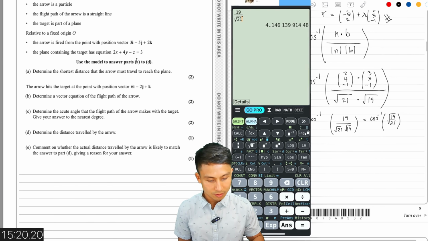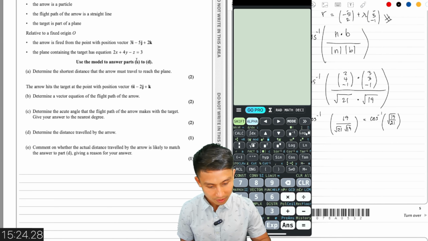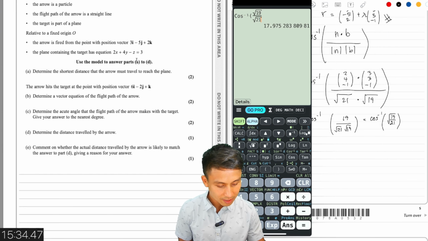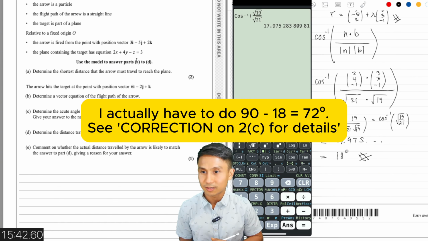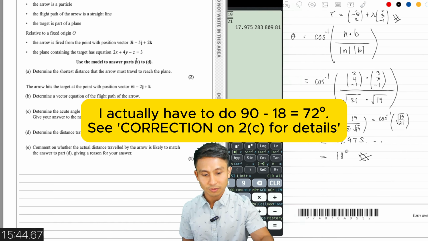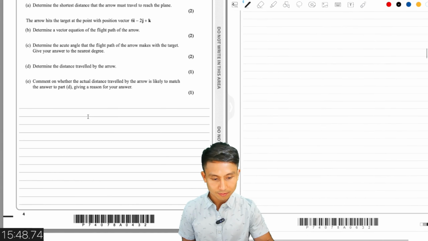So we want it in degrees, right? Nearest degree. Okay, so change the calculator to degrees first. Then arc cos of root 19 over root 21 is 17.975 and so on, and to the nearest degree that's 18 degrees. Acute because it's less than 90. Okay, that's part C done. Part D.